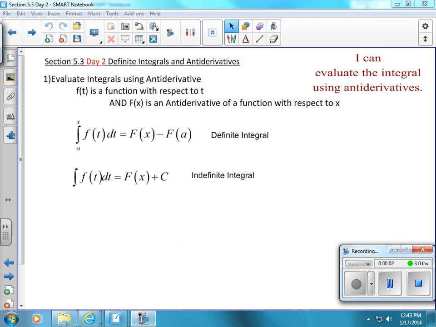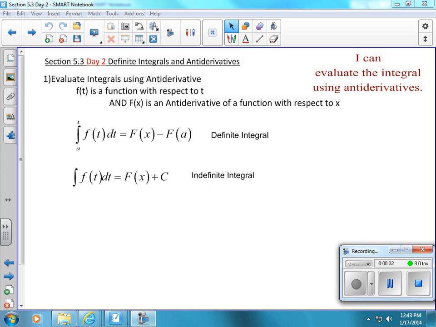Okay, today we're doing 5.3 day 2, and we're going to evaluate integrals using antiderivatives. This is a little bit more accurate sometimes than figuring out... actually it shouldn't be more accurate, it should be the same, but sometimes you cannot figure out antiderivatives based on geometric shapes. You have to use the antiderivative.